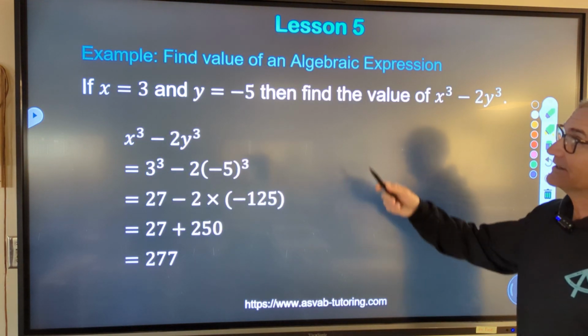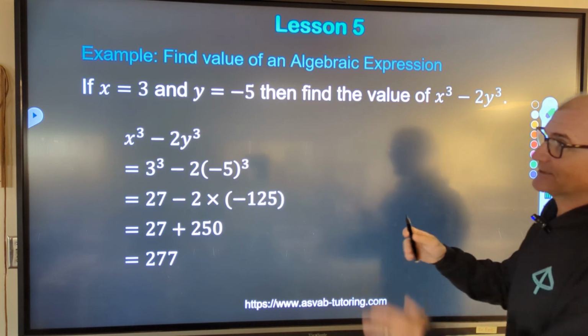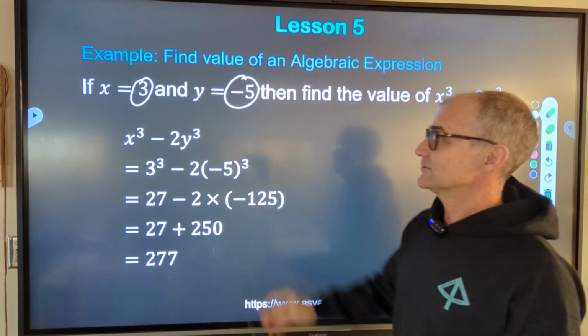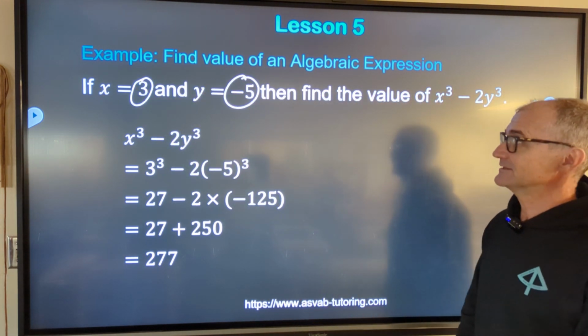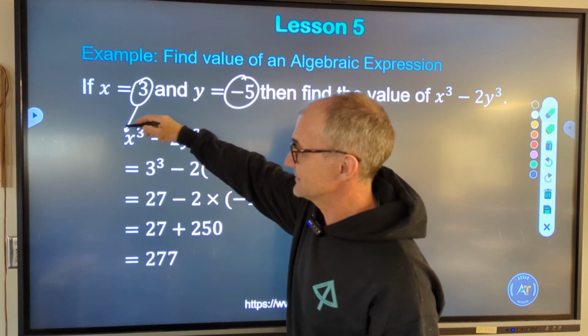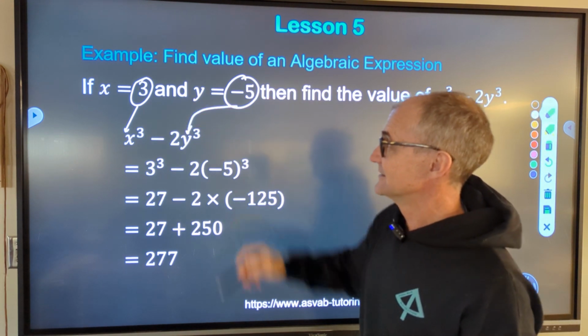All right, moving forward here, find the value of an algebraic expression. So now we have these algebraic expressions, and we're given values for x and values for y. We're going to take those values and plug them in. So you're being told x is equal to 3. That 3 goes right in there for x. y is -5. That goes right in there for y.